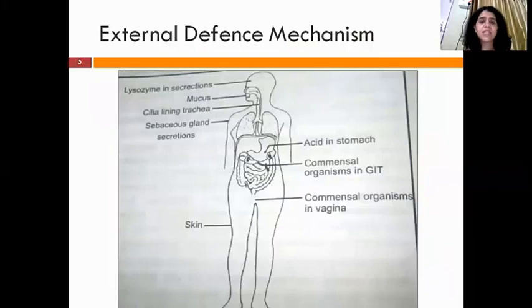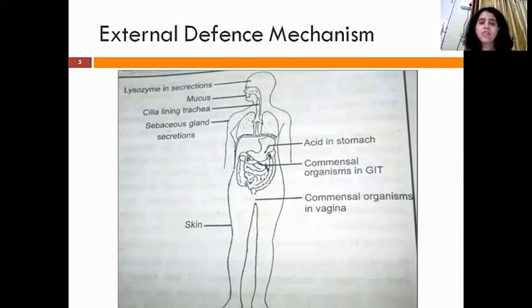Now here you can see the external defense mechanism. Right from the top of the body to the bottom, we will go one by one. Lysozymes are the enzymes which are present in CSF, that is cerebrospinal fluid, and help the brain to prevent infection from the microbes.